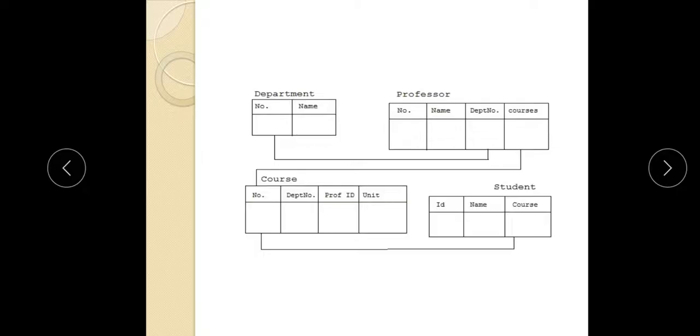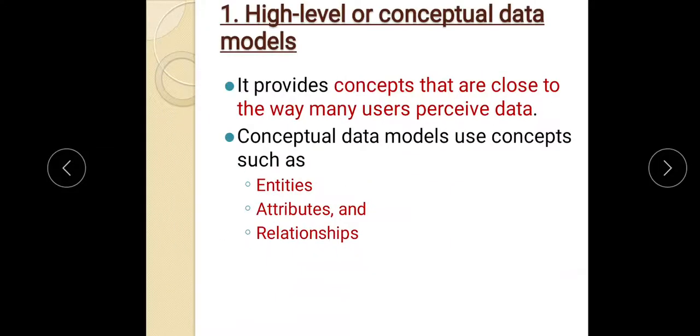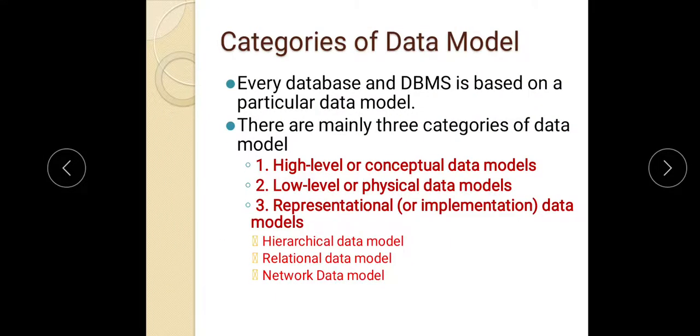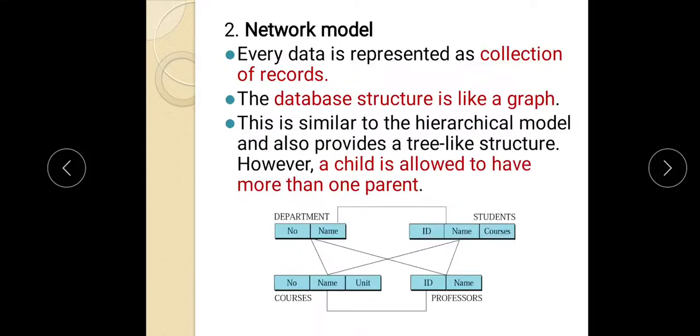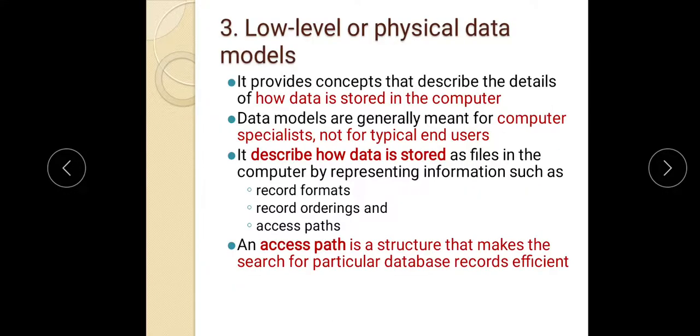So we have covered the high level model and the representational model, and these three concepts. The last one is the low level or physical data model. In the slide it is given as the second point, but we have already explained points 1 and 3. Now, at the end, we are going to explain the low level or physical data model, which is the concept of representing the internal details also.